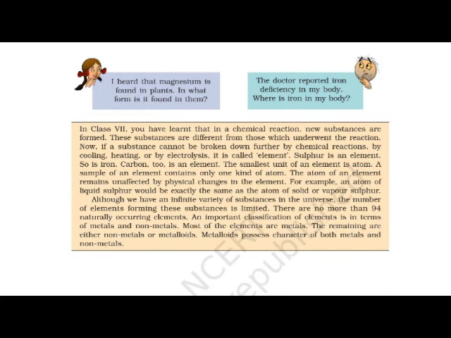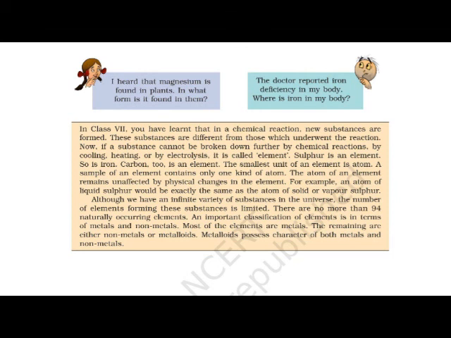Although we have an infinite variety of substances in the universe, the number of elements forming these substances is limited. There are no more than 94 naturally occurring elements. See, the most important part: there are a total of 94 elements found in nature. Okay, naturally 94 elements are found.